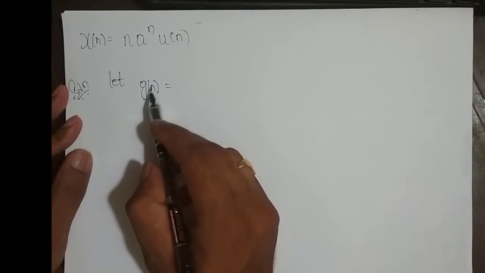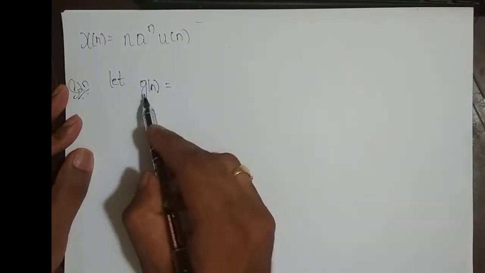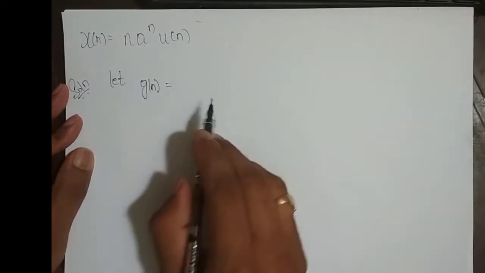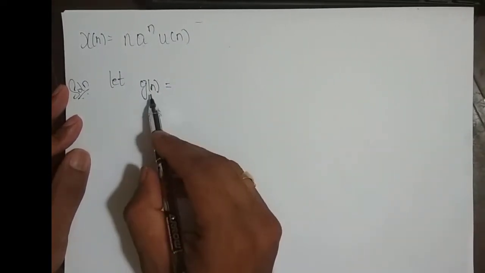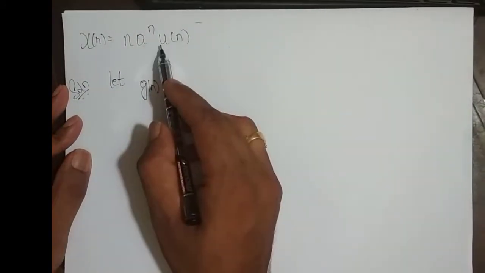either you call g of n as a power n u of n, or you can call g of n as n into u of n. Anything is fine. I repeat again, either you call g of n as a power n u of n. In that case, what is the Z transform? It is Z divided by Z minus a with ROC magnitude of Z greater than a, right?